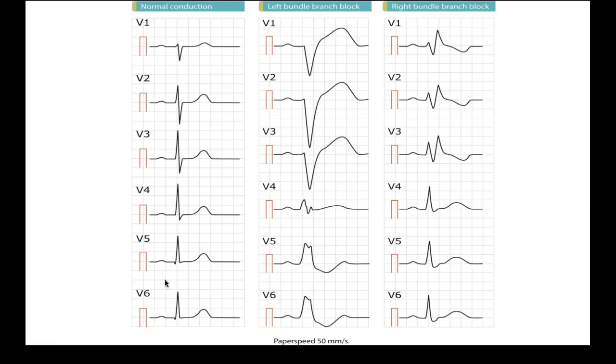And keep in mind, if your patient comes in and they have a new left bundle branch block, you need to treat that patient as an MI, a STEMI, because it's really almost impossible to tell. So that patient should be treated as a STEMI.